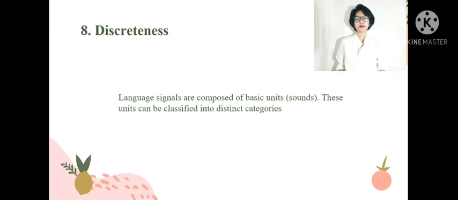And eighth, I will explain about discreteness. Sound is the basic unit of language signal. These basic units can be arranged in different order to express different meanings. The example is language users perceive a sound as a B or a D.